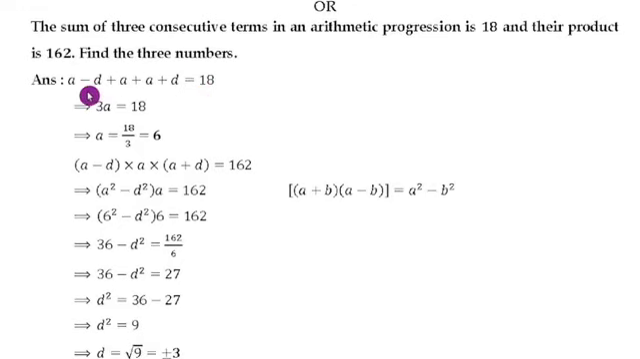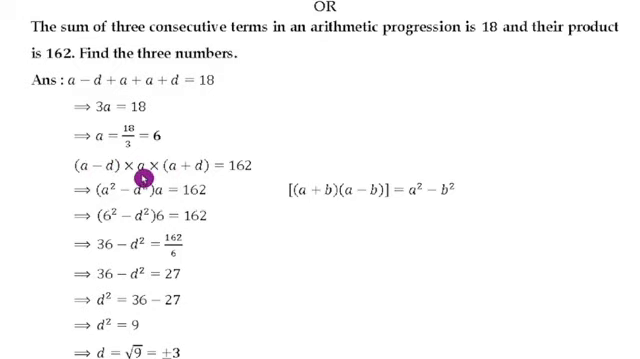So the 3 consecutive numbers are A minus D, A, A plus D. So A minus D plus A plus A plus D is equal to 18. So D and D get cancelled. So 3A is equal to 18. A is equal to 18 by 3, 6. So we got the A value 6. So the product will be 162.